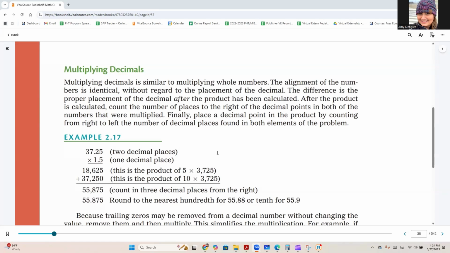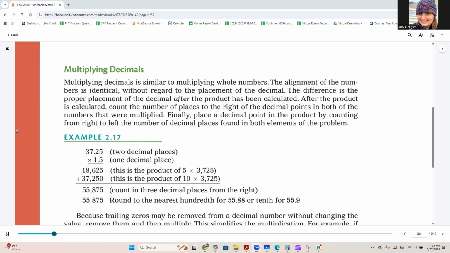Multiplying decimals is similar to multiplying whole numbers. The alignment of the numbers is identical without regard to the placement of the decimal. The difference is the proper placement of the decimal after the product has been calculated. After the product is calculated, count the number of places to the right of the decimal points in both of the numbers that were multiplied. Finally, place a decimal point in the product by counting from right to left the number of decimal places found in both elements of the problem.